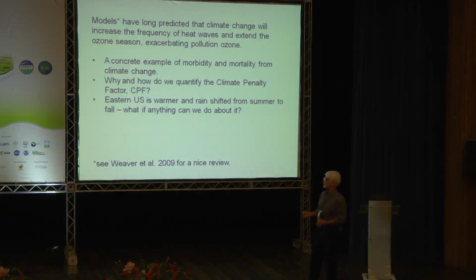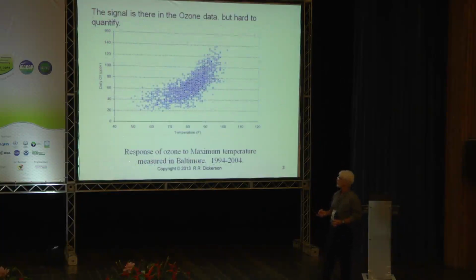So I'll talk about what's called the climate penalty factor. We heard from Dr. Porter a little bit about that yesterday. And the eastern U.S., being mid-latitudes, has experienced more or less the global change in temperature of about 1 degree and a slight shift in precipitation away from the annual average about the same, but a little bit away from the summer to the fall. So there is a climate penalty factor. Models have long predicted it. There's a nice review. So, but what, if anything, can we do about it?